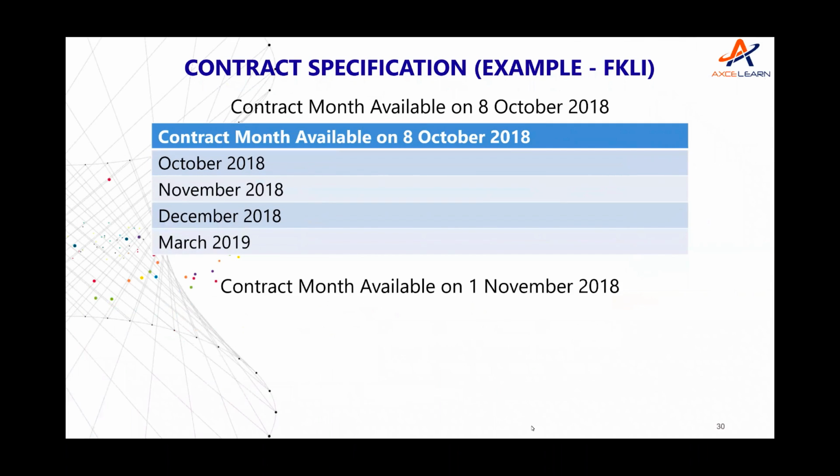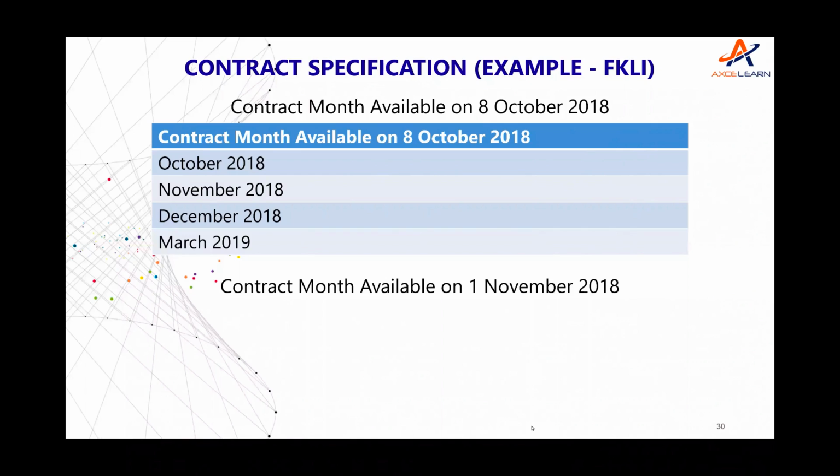Now, for example, if today is 1st of November, I'm going to test you. Which contract months are available for you to trade? I give you 10 seconds to think about it. Remember, if you read back your contract specification, the contract months available are the spot month, the next month, and the next 2 calendar quarterly months. Calendar quarterly months are March, June, September, and December. So if today is 1st of November, what are the 4 contract months available for you to trade?